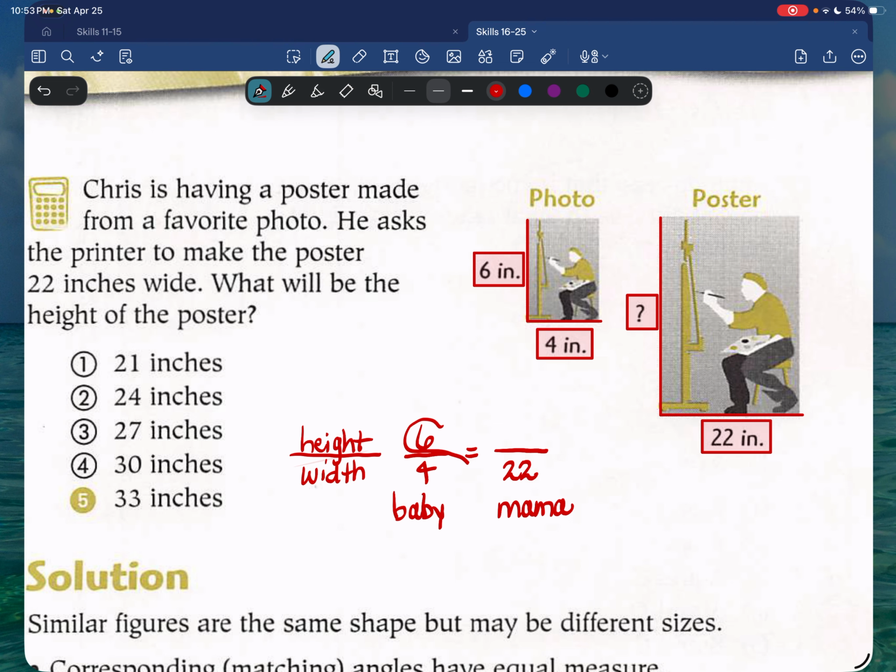We'll draw a peanut, and we always multiply peanuts. And they told me that we can use a calculator. So 22 times 6 is 132. That's the peanut, but we're not finished because we still have that 4 sitting there, and that gets divided. 132 divided by 4 is 33. And the poster is measured in inches, so that gives us answer number 5.